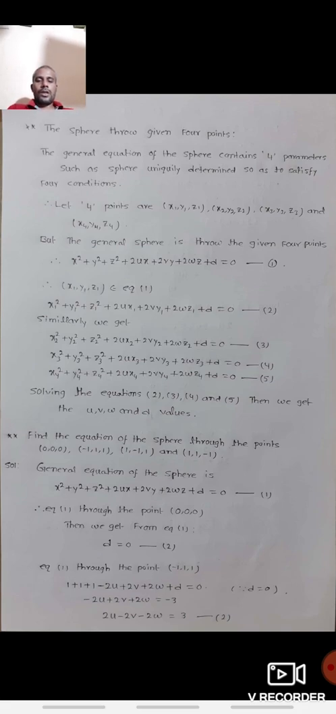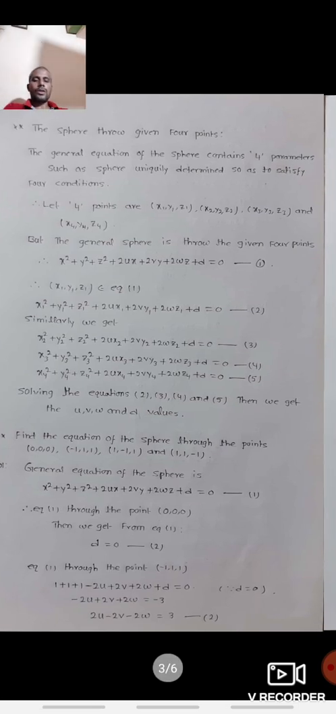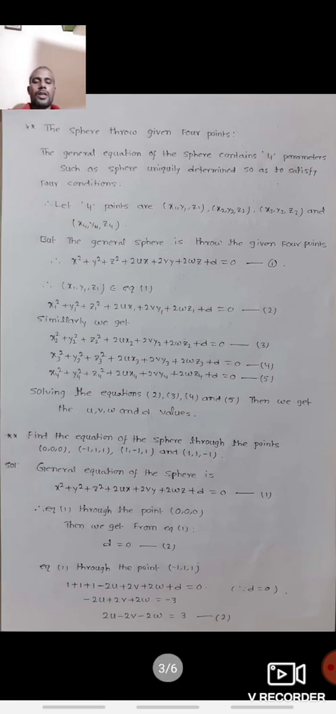Equation 1 is passing through the point (0, 0, 0). So the origin satisfies equation 1. That means we get d = 0. Let us take this as equation 2.